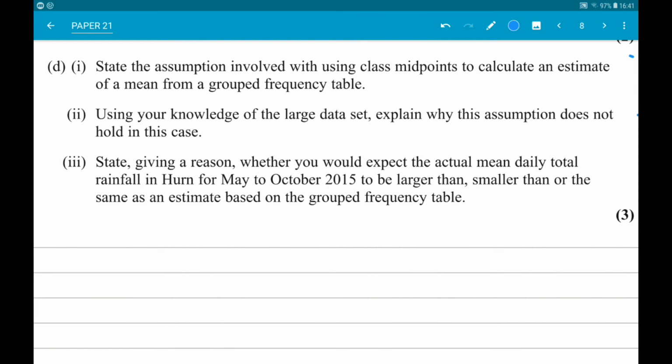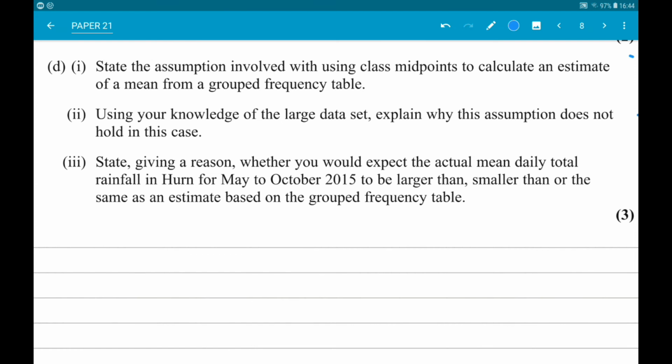Part 2. Using your knowledge of the large data set, explain why this assumption does not hold in this case. So again, you probably don't know anything about this large data set. Don't worry too much. The reason is that most of the data in the first interval were actually 0. So data in the first interval certainly were not uniformly spread throughout the interval.